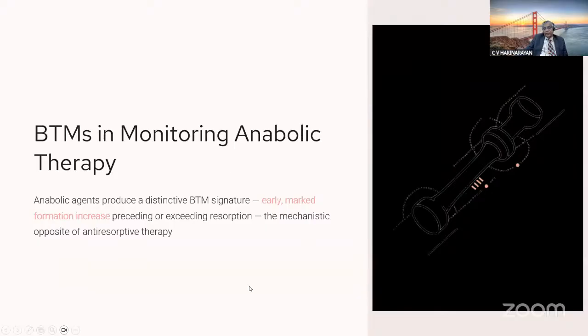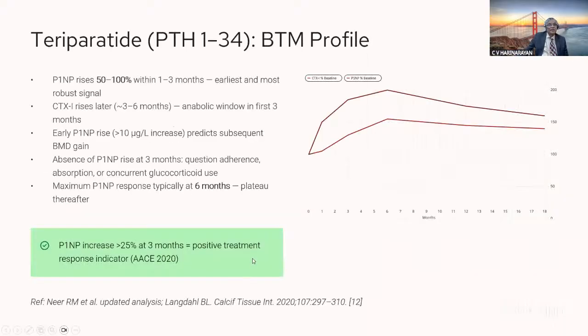Now in anabolic therapy, how do you monitor? These agents produce a distinctive BTM signature: early markers of formation are increased, preceding or exceeding resorption, the mechanistic opposite of anti-resorptive therapy. When you are giving an anabolic therapy, there is an increase in the formation preceding or exceeding the resorption. In anti-resorptive therapy, you suppress resorption, whereas in an anabolic therapy, you increase the formation.